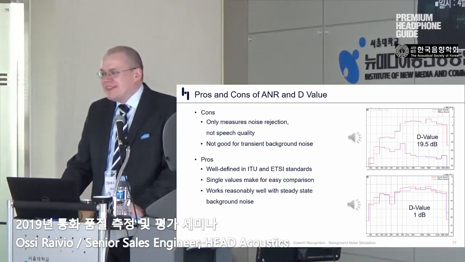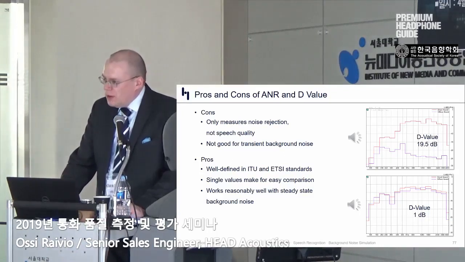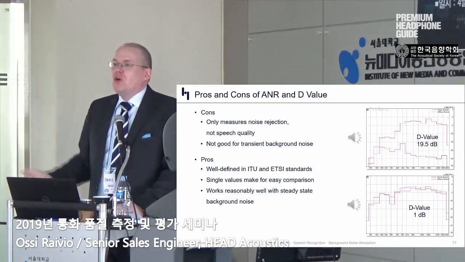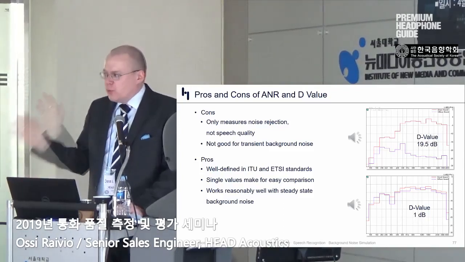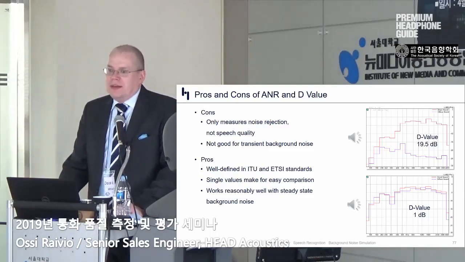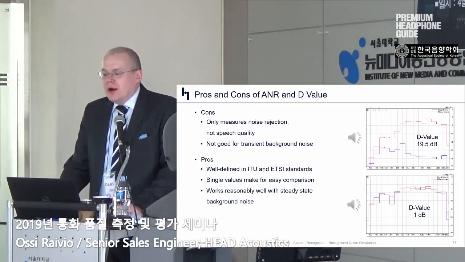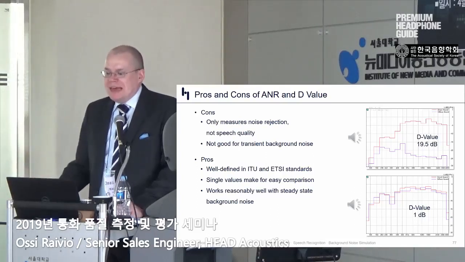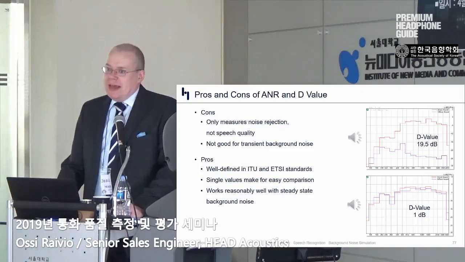So they are very simple test methods, and that's why, for instance, the ANR is no longer valid. 3GPP has basically stopped using it. It's no longer in the newer version of the standard. So you can basically say that nowadays with modern devices, ANR is an outdated test method.